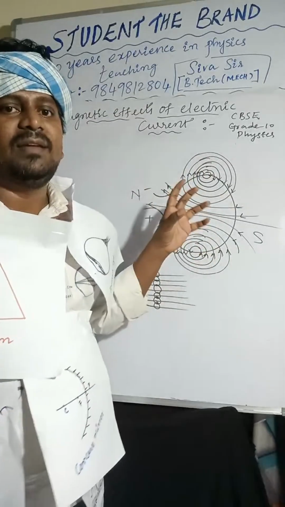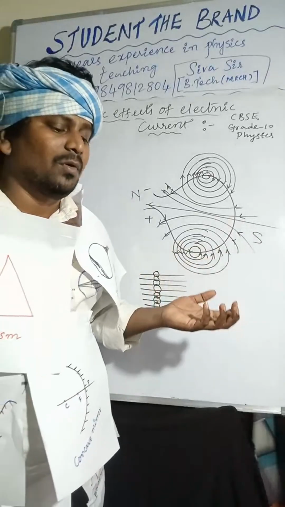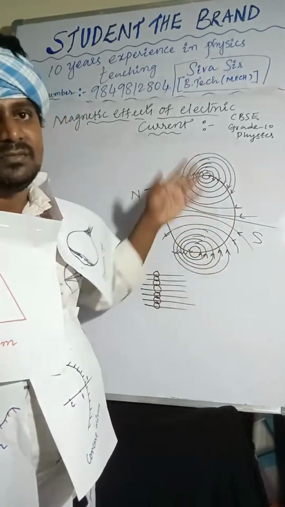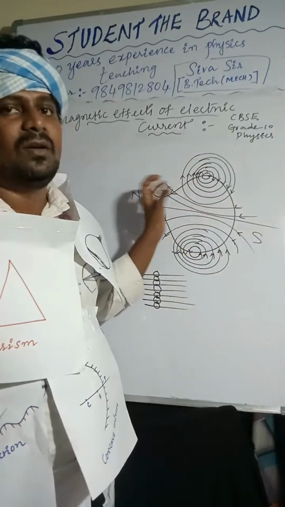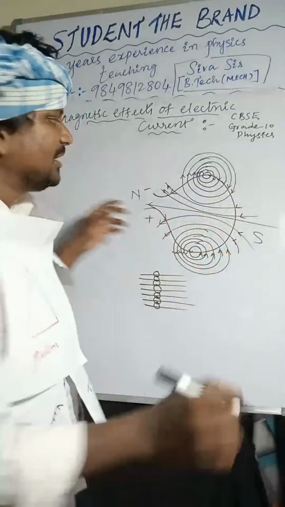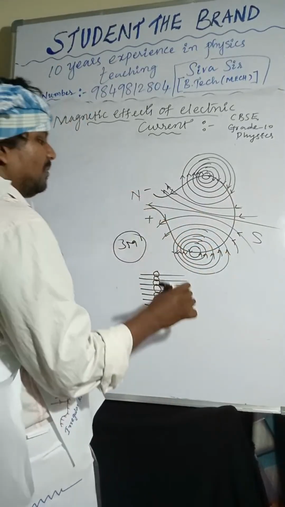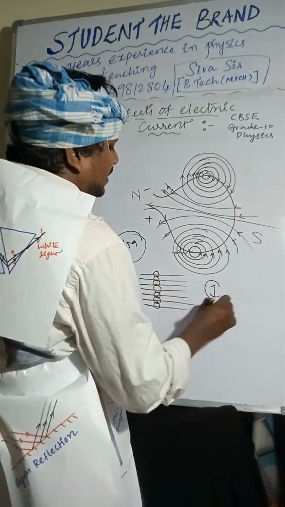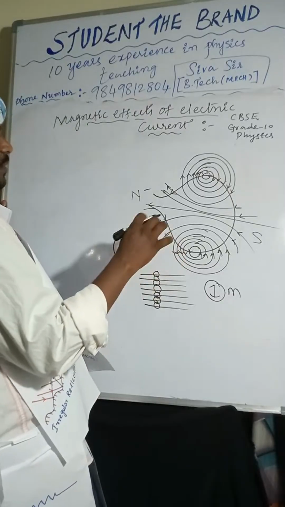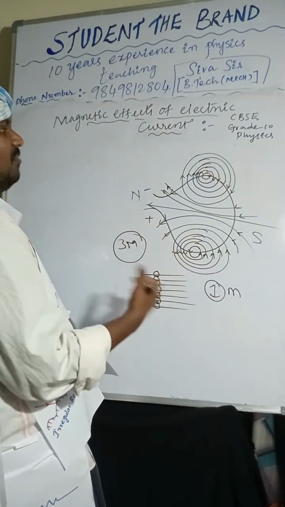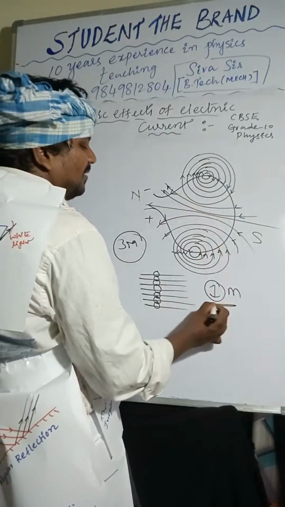The question they will ask is, where will the magnetic field be more, at the center or at the circumference? At the center only the magnetic field will be more. They will ask this question for 3 marks. And for 1 mark, in a loop, where will the magnetic field be more, at the circumference or at the center?